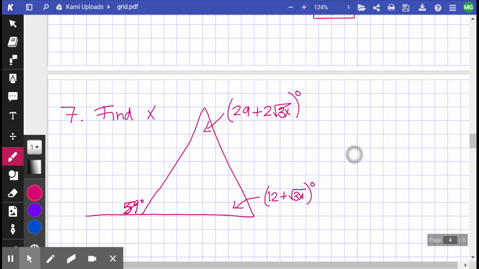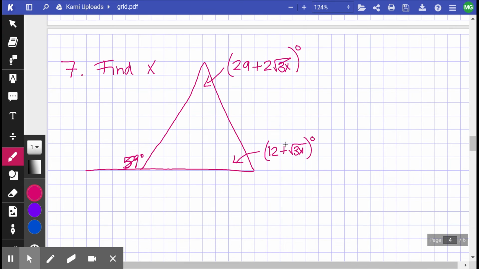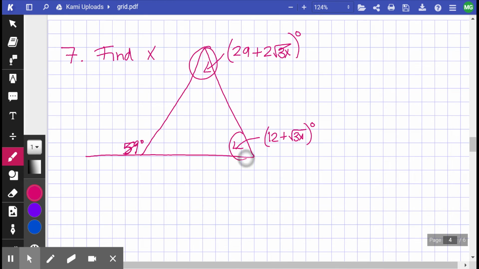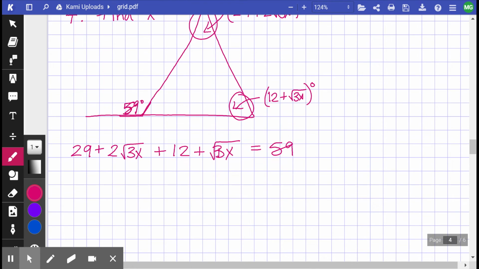So here, again, we don't know this third angle. We have variables already in our other angles. So you could subtract from 180 for 59 to do this one, but let's use our new theorem where the sum of the remote interior angles equals your exterior angle. So we're going to take 29 plus 2 times the square root of 3x, plus 12 plus the square root of 3x, equals 59. Pause the video, see if you can solve that on your own.